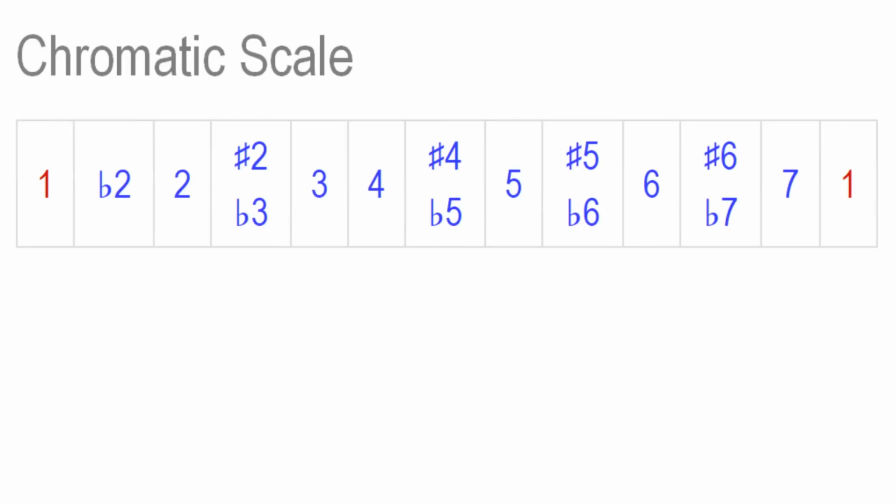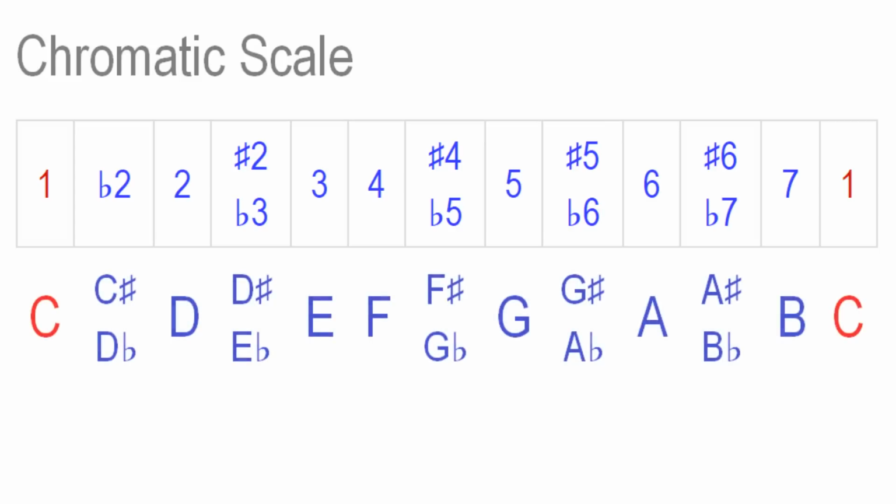Let's start by looking at the ingredients or intervals that make up the scale. Here we have the 12-tone chromatic scale, from which all scales on guitar are derived. In these initial examples, we'll be starting on the note C. Phrygian Dominant is a 7-tone scale, so that's 7 tones taken from the 12-tone chromatic scale.